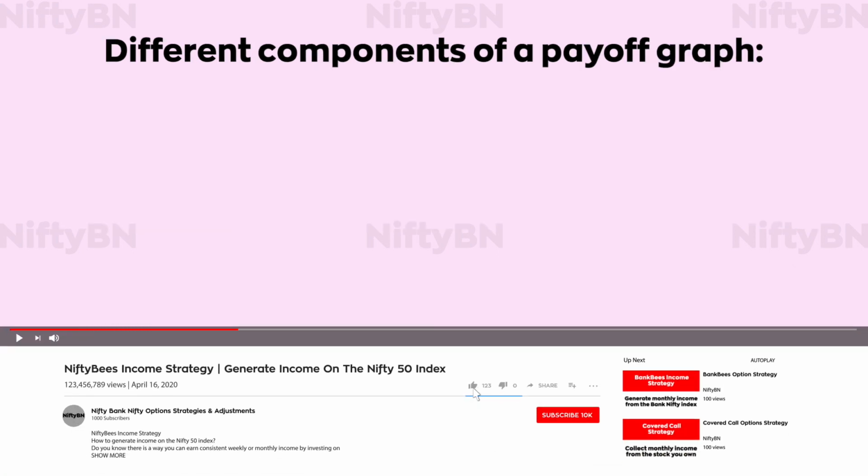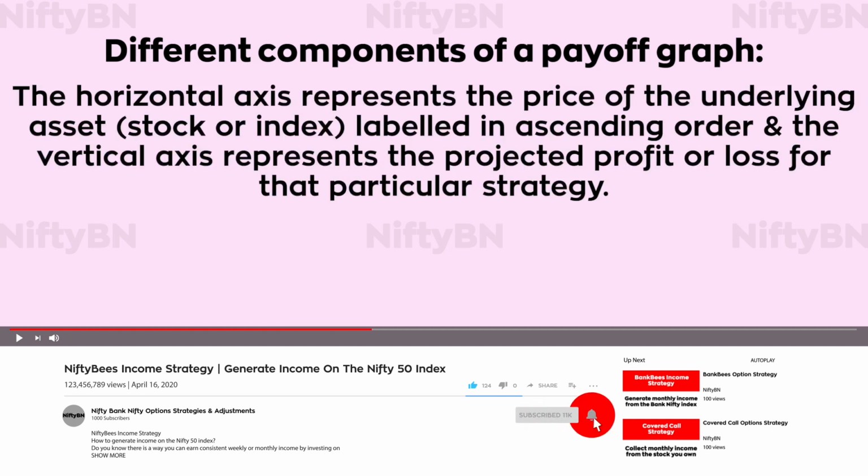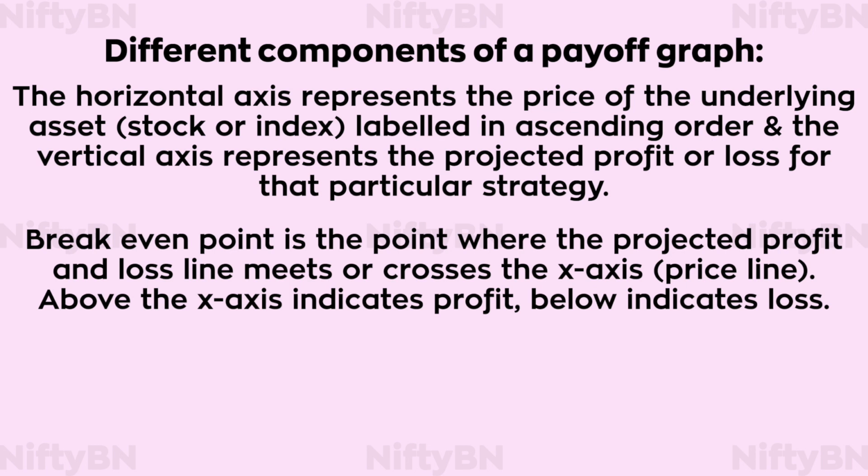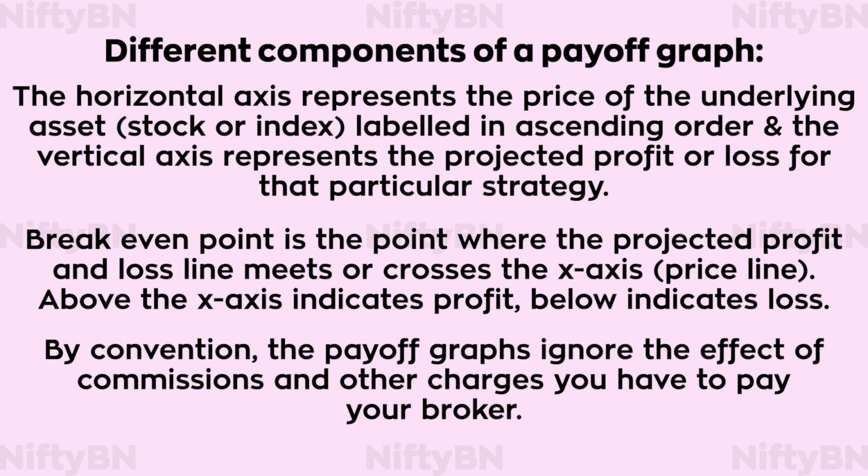Here are the different components of a payoff graph. The horizontal axis represents the price of the underlying asset, stock or index, labeled in ascending order, and the vertical axis represents the projected profit or loss for that particular strategy. Break-even point is the point where the projected profit and loss line meets or crosses the x-axis, that is, the price line. Above the x-axis indicates profit and below it indicates loss. By convention, the payoff graphs ignore the effect of commissions and other charges you have to pay your broker.